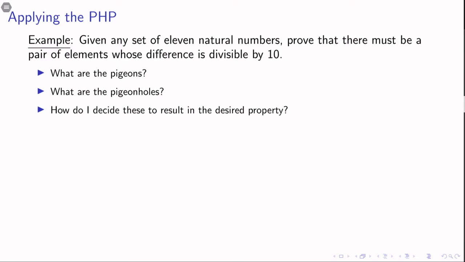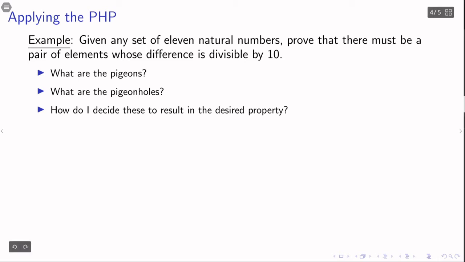And in order to apply the pigeonhole principle, really you have to think about the following questions. First, what are the pigeons, or the objects? Next, what are the pigeonholes, or my classes? And finally, how do you pick what the pigeons and pigeonholes are to guarantee that the conclusion of the pigeonhole principle results in you having the property that you desire for the problem?